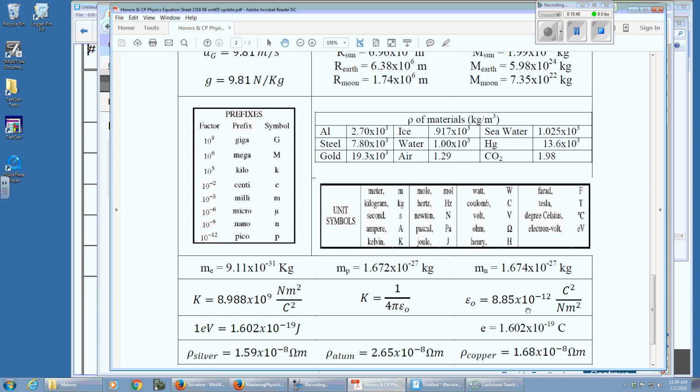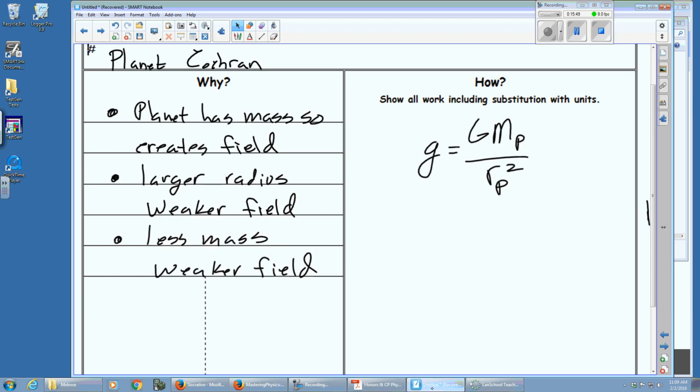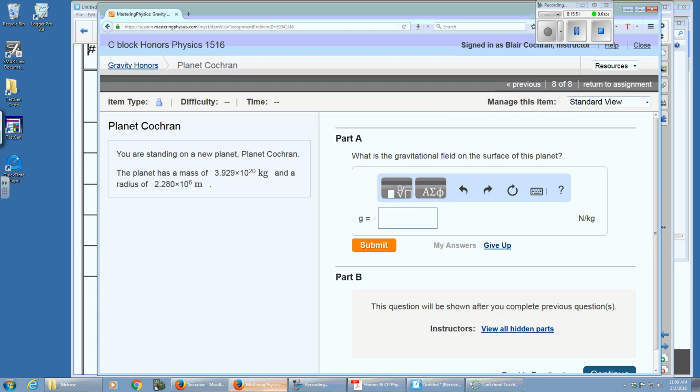Oh, Hertz, Newton, kilogram. It's in the list. It's a base unit. Kind of cool. More and more reasons to use your equation sheet. And a radius of this. It's in meters. Oh no, do I have to convert that one? No, because it's on the list, right?